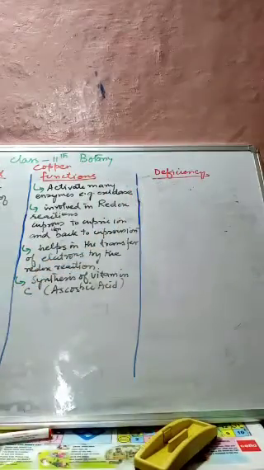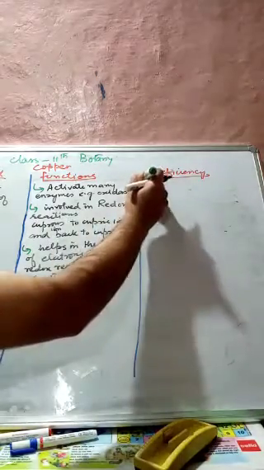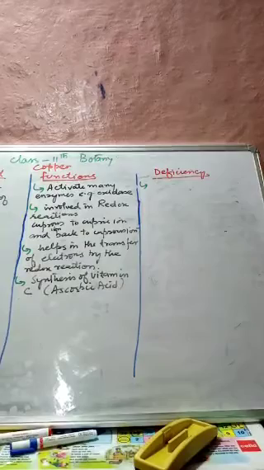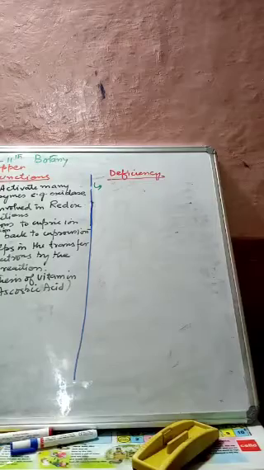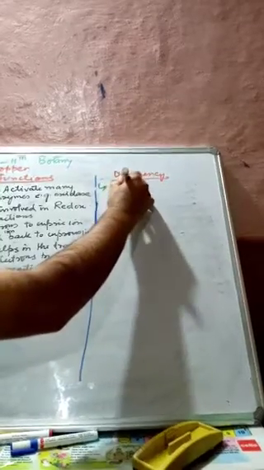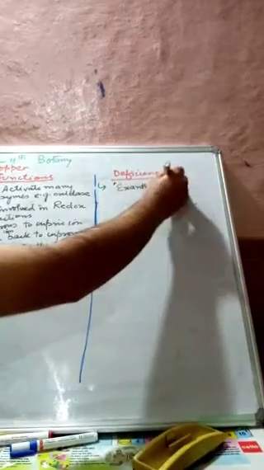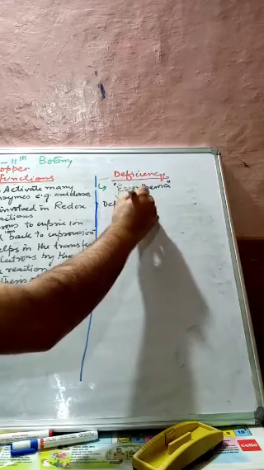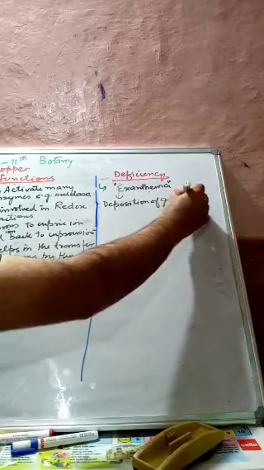What are the various deficiencies which occur due to this? First one: a disease is found in the plant due to the deficiency of copper, that is called exanthema. And what is this disease in the plant? There occurs the deposition of gums on the bark.